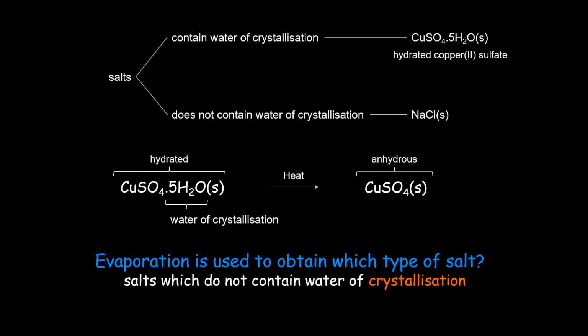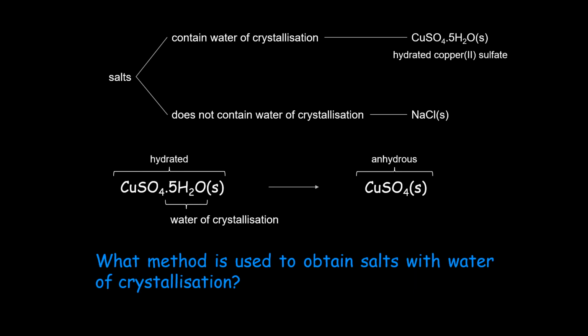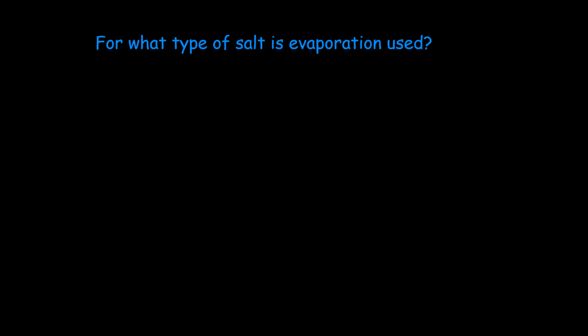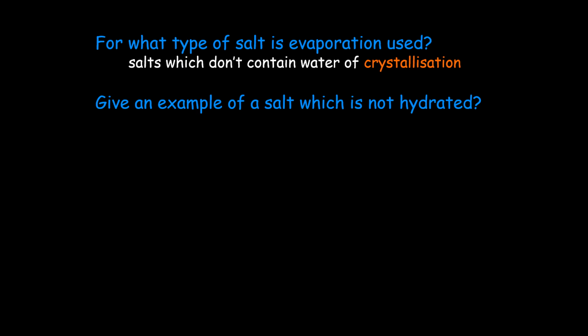Evaporation is used to obtain salts which do not contain water of crystallization. We use crystallization to obtain hydrated salts. Salts which don't contain water of crystallization, for example sodium chloride.